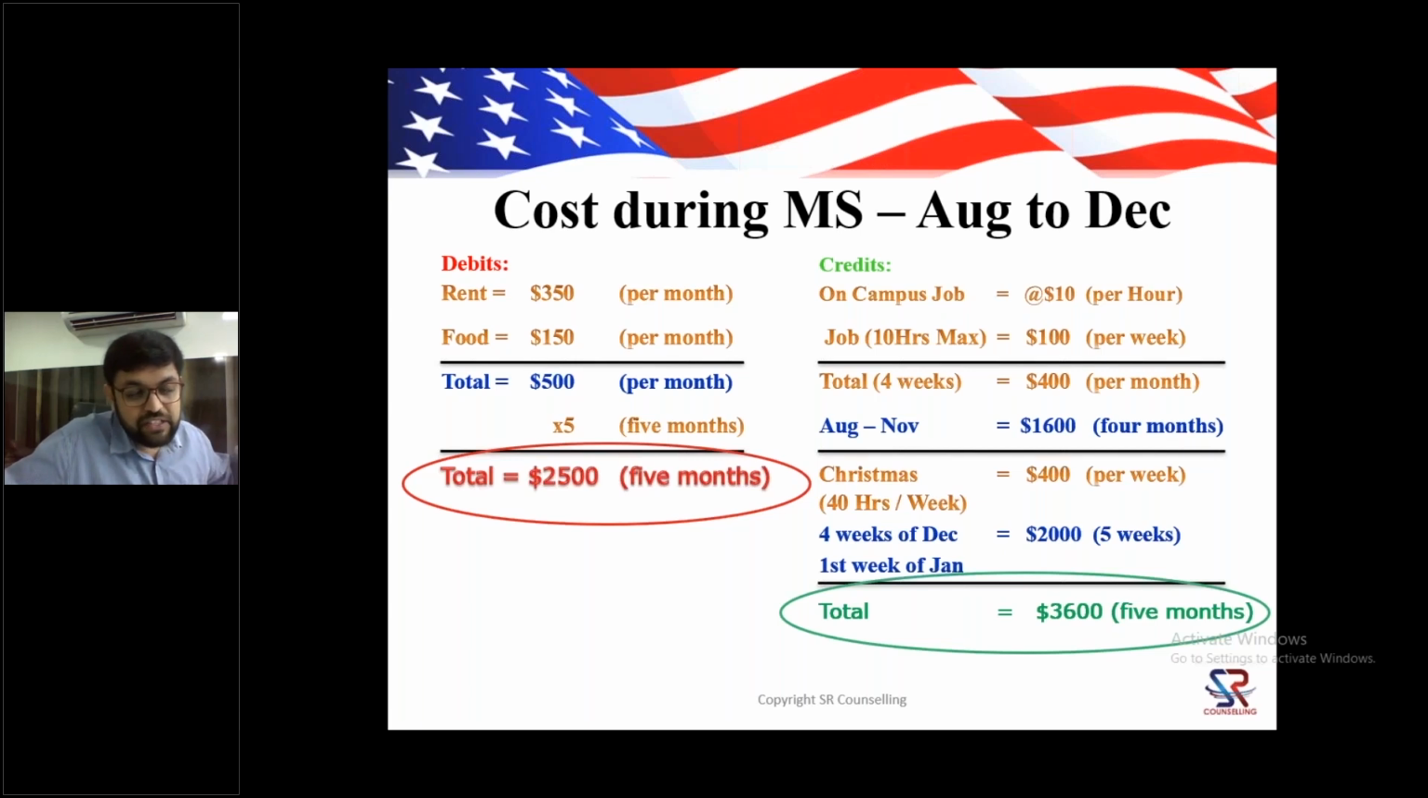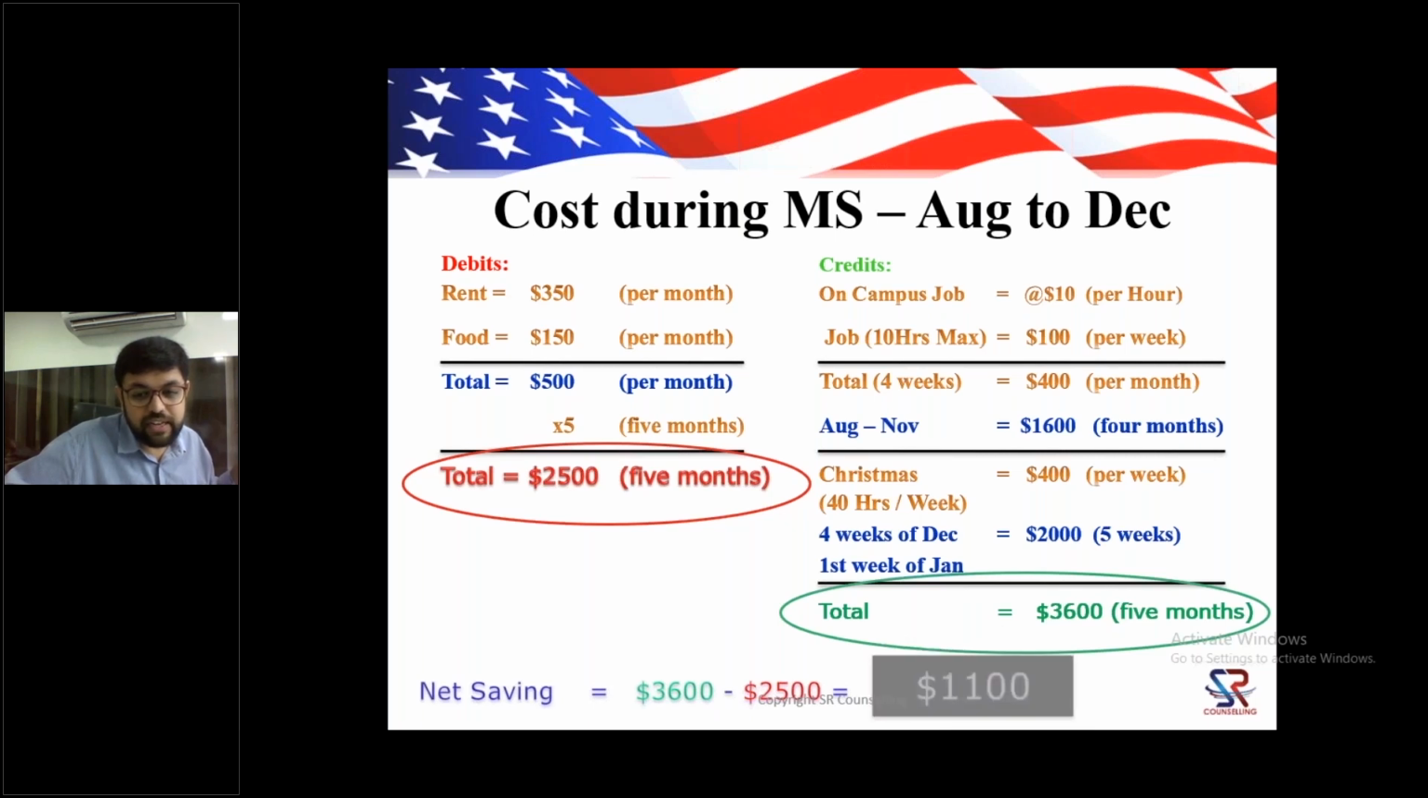Forget the tuition fees for now. We just discussed how to calculate the tuition fees. Right now we are seeing the cost beyond the tuition fees. So at the end of semester 1, you are at an advantage of approximately $1,100. Wow, great. Keep this in mind and we'll focus on this again as we go ahead in the presentation.